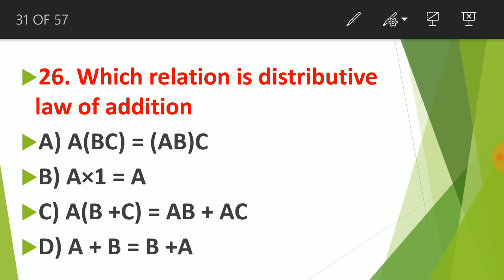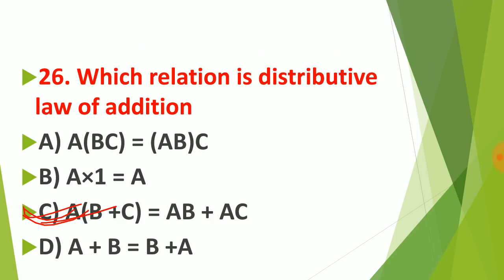Now let us see question number 26. Which relation is the distributive law of addition? This type of relation is called the distributive law of addition. We have other different laws also. Please collect them all and start to study them, because one question will come from this type of distributive, commutative and other different types of laws.